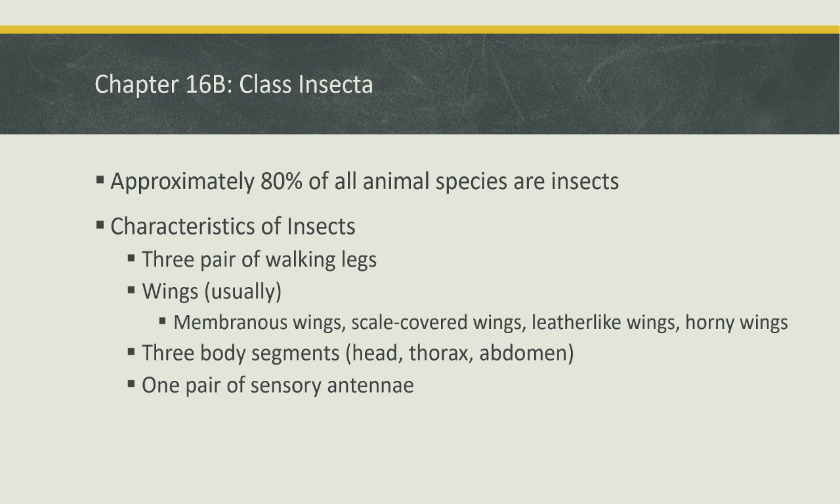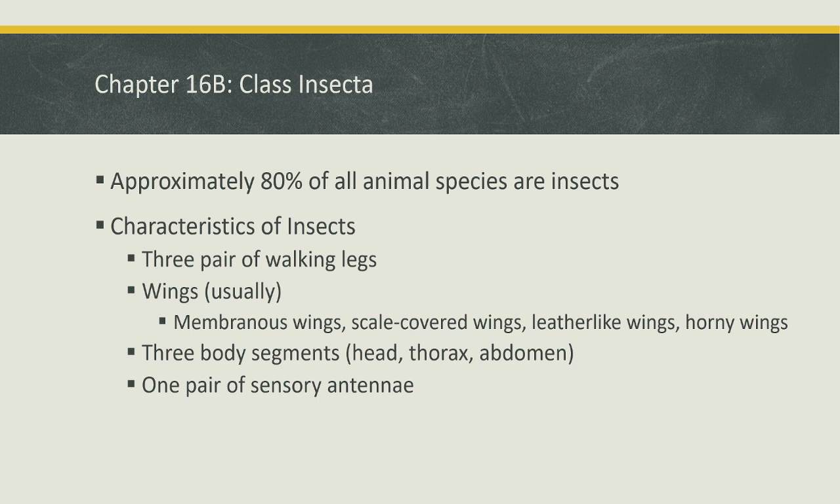And then a third kind of wing, leather-like wings. These would be like the wings of a grasshopper. As the name implies, they're kind of like leather. And then horny wings. Horny wings are stronger and thicker than the leather-like wings. These would be like what beetles have or what ladybugs have. They're thick, strong. So 4 different wing types.